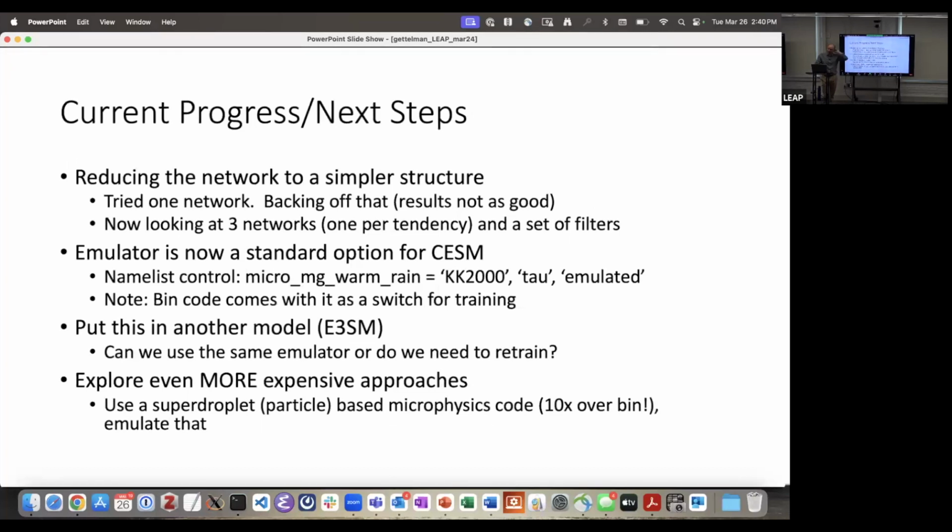So what we're doing now is we're reducing the network to a simpler structure. We originally tried one network for all the tendencies. We're backing off that. We're now looking at 3 networks, 1 per tendency, and a set of filters. I don't think the full classifiers are necessary.